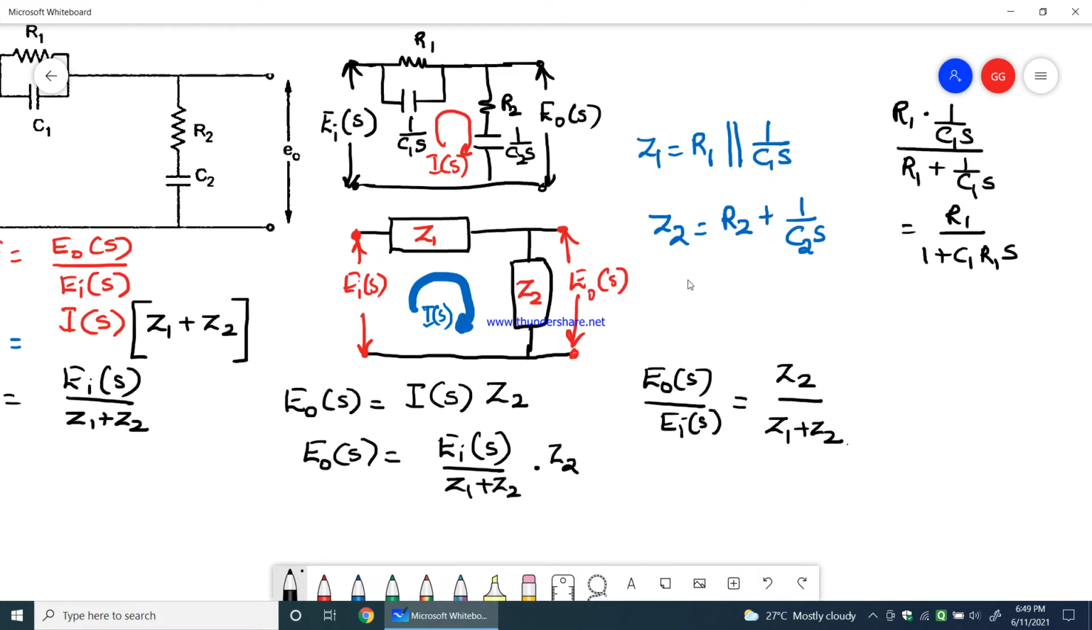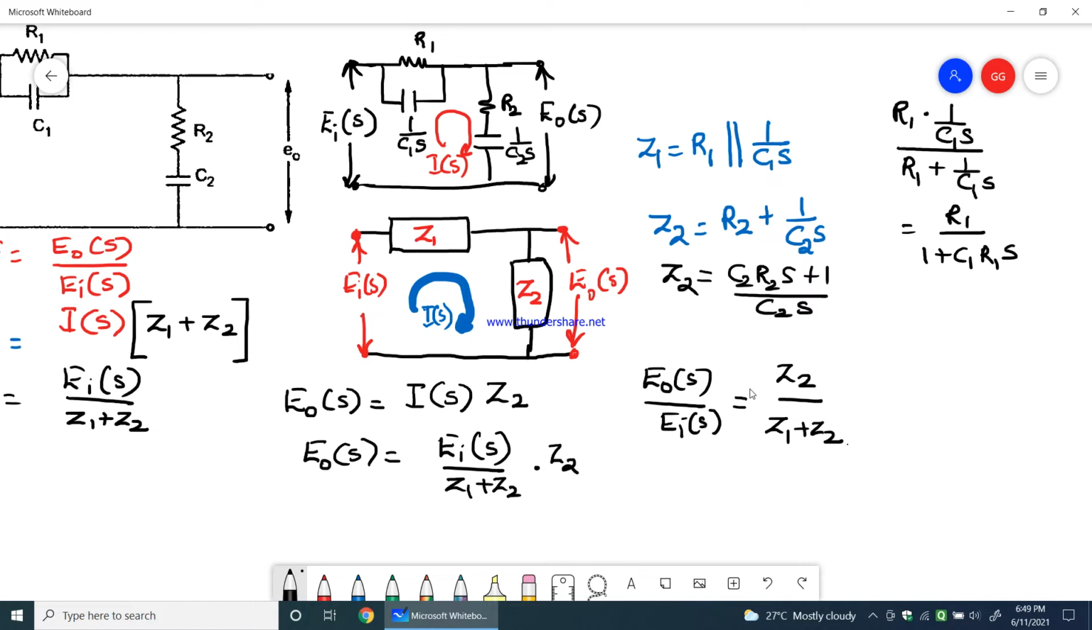Similarly Z2 equals, if you take the LCM, C2 R2S plus 1 divided by C2S. This is Z2. You can substitute Z2 and Z1 in this equation and finally find out what E out of S by E in of S would be in terms of R1, C1, C2 and S. Anyway, this is not a circuit network theory subject where you find the time domain again by applying the inverse Laplace transform and all.